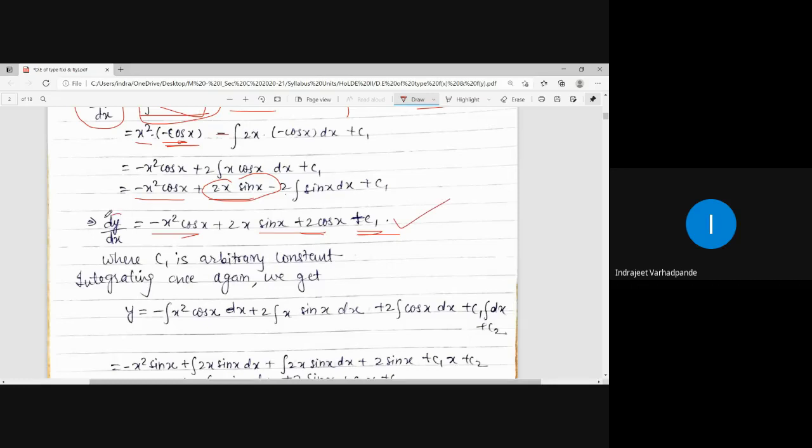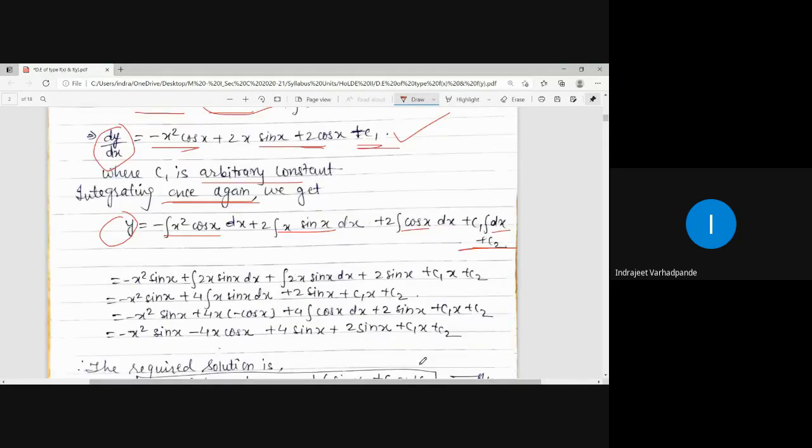But here we have got only the answer for dy by dx. I want to integrate it once again. Where c1 is an arbitrary constant, integrating once again, the LHS will give you y. In the RHS, apply integration by parts for x square cos x, apply integration by parts for x sin x, integration of cos x, c1 into integration of dx plus c2, which is again the constant of integration.